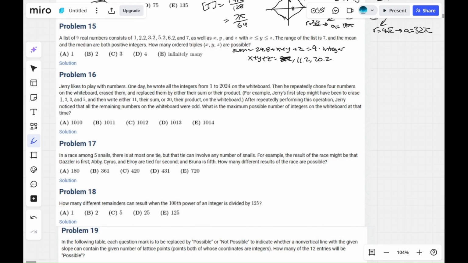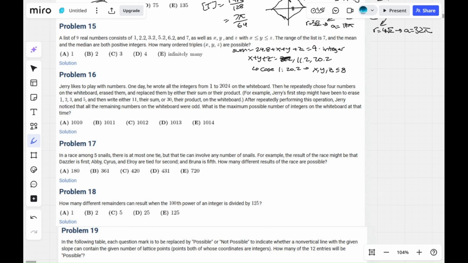So let's consider the bigger case first. So case 1 is 20.2. So all of the 3 integers x, y, and z have to be less than or equal to 8. So x, y, z less than or equal to 8.